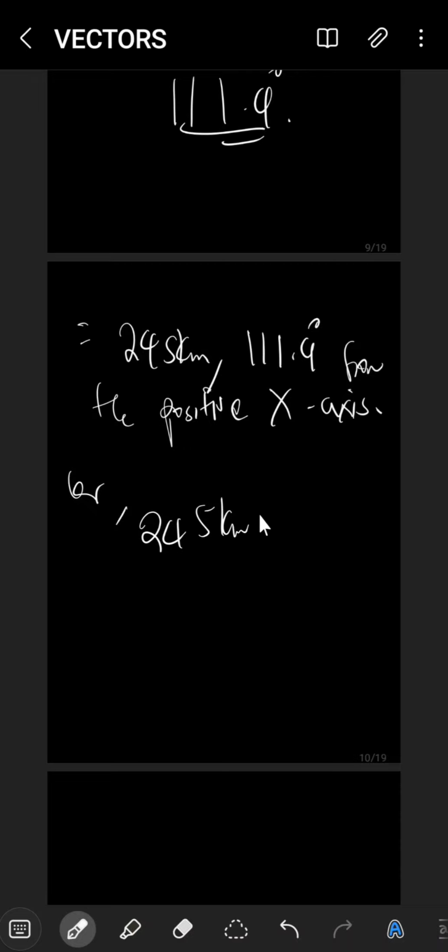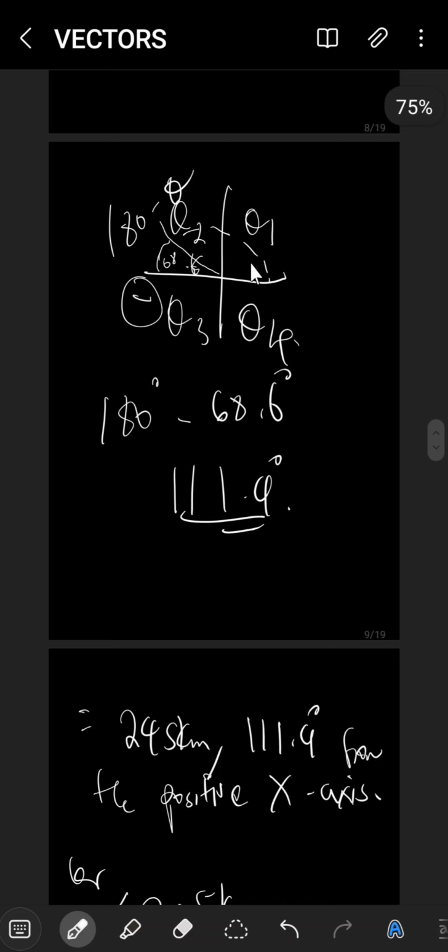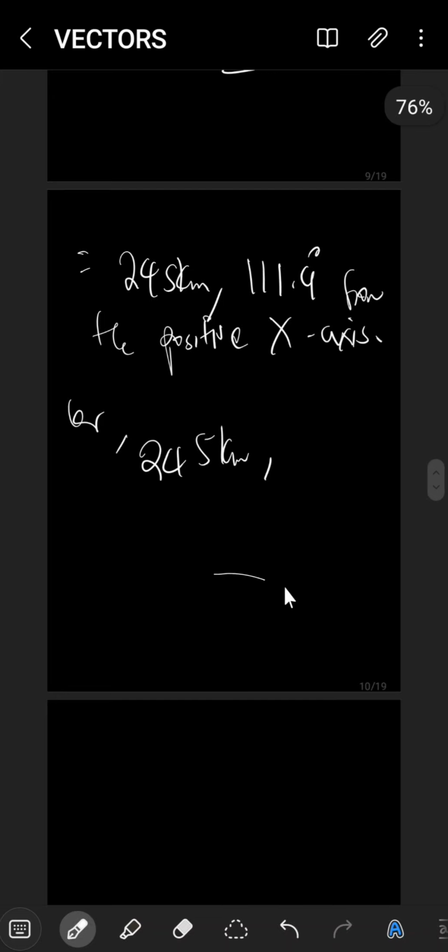So how do we then answer this in totality? We'll say location is equal to 245 kilometers, comma 111.4 degrees from the positive x-axis. Or for those that would want to use the compass, which we also learned in the previous video: what is this angle? This angle is here, this whole angle. If we're going to use the compass, we have north, west, east, south, and our angle is this whole thing.